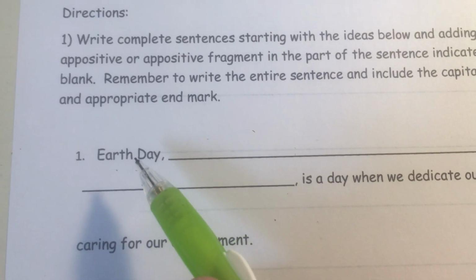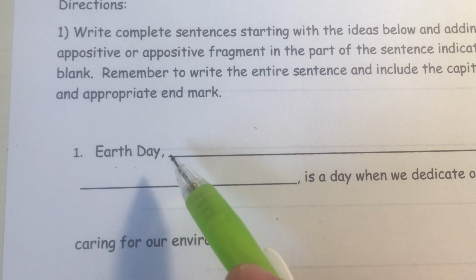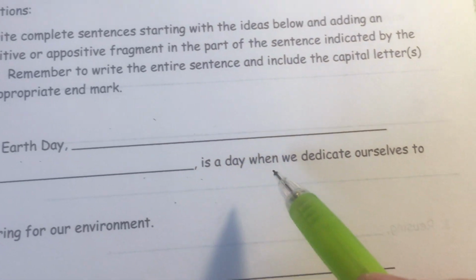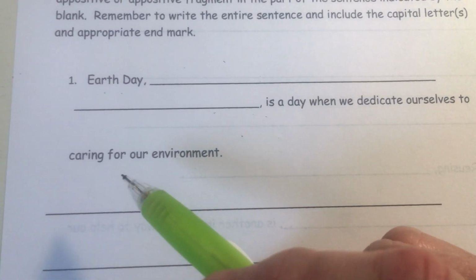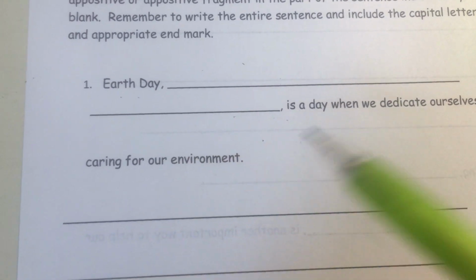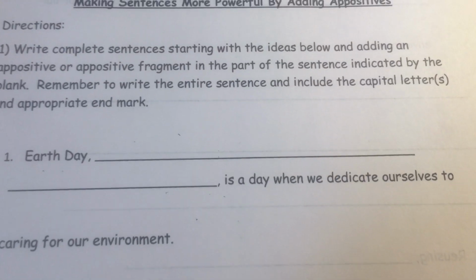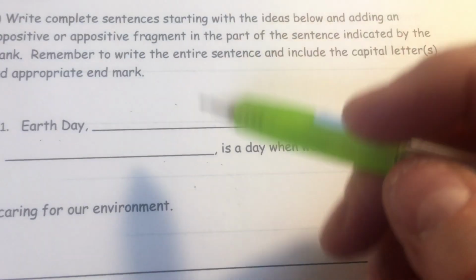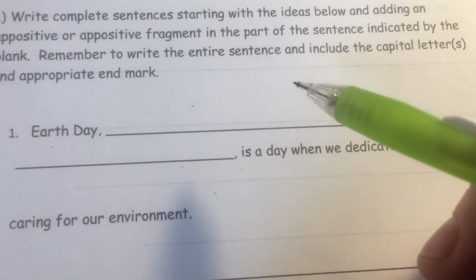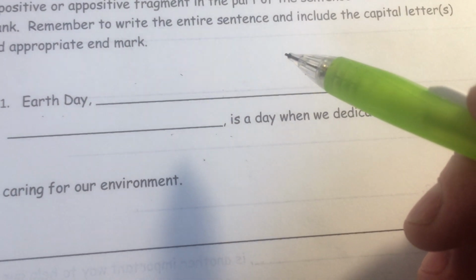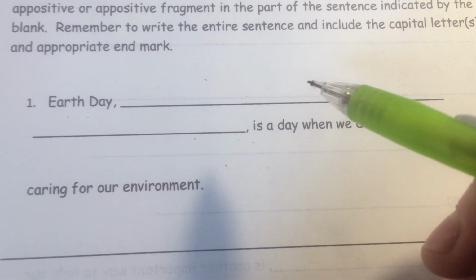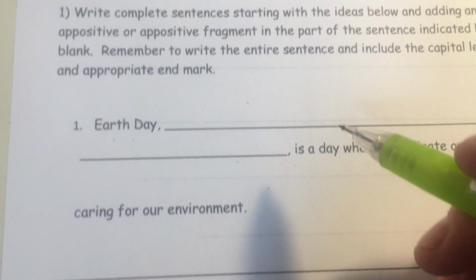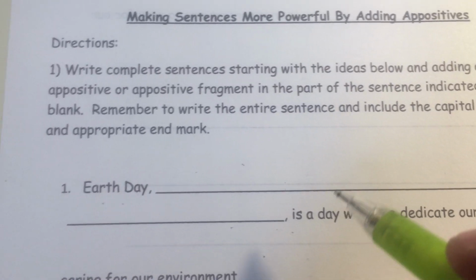The first sentence says, Earth Day, comma, blank, comma, is a day when we dedicate ourselves to caring for our environment. Yesterday we spent some time learning about Earth Day. The purpose of this appositive is to add a detail, something that you think is important about Earth Day. So think, what did we learn about Earth Day?